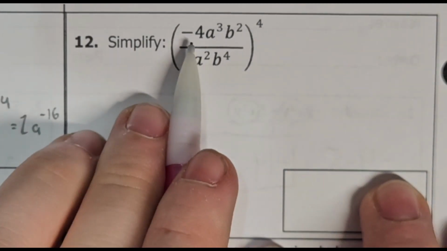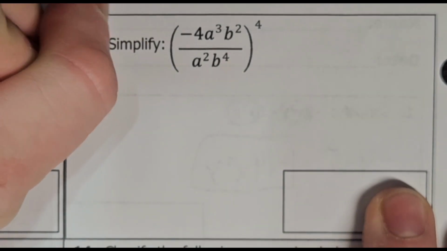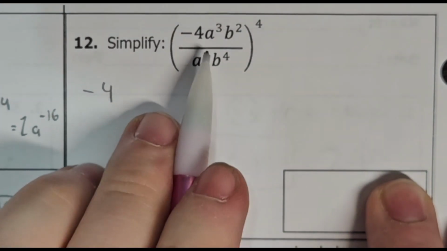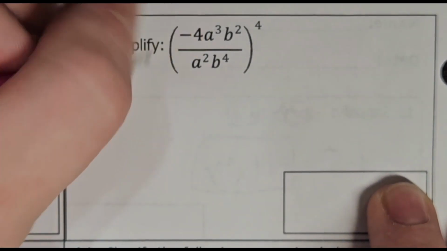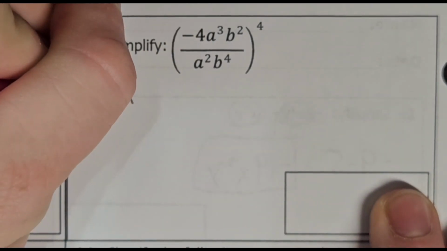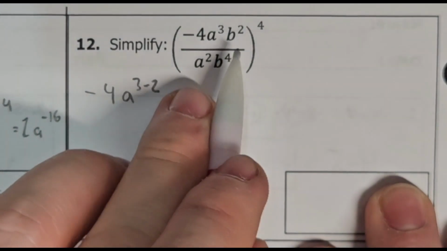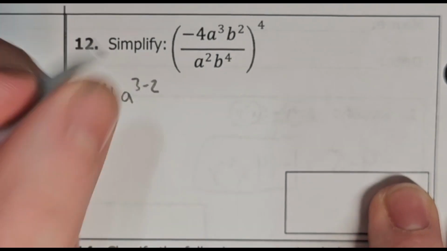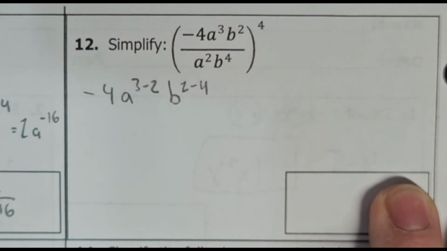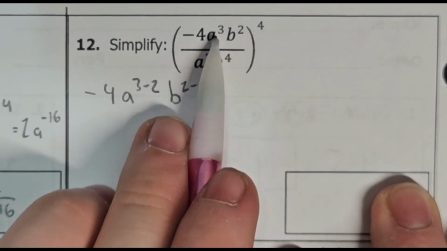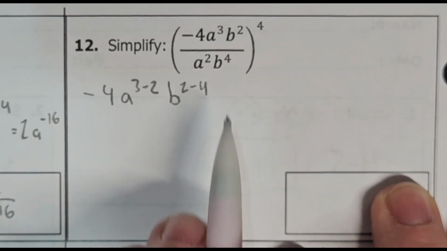So in this case, I have a negative 4 on top, but there's no other coefficient on the bottom, so that's going to give me negative 4. Then I have a cubed over a squared, so that would give me a to the power of 3 minus 2. And then I have b squared over b to the fourth, and that would give me b to the power of 2 minus 4. Because remember our division rule, that if we are dividing the variables, we need to subtract the top exponent minus the bottom exponent.